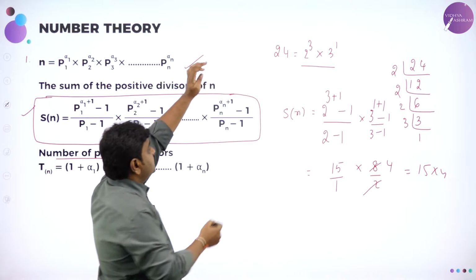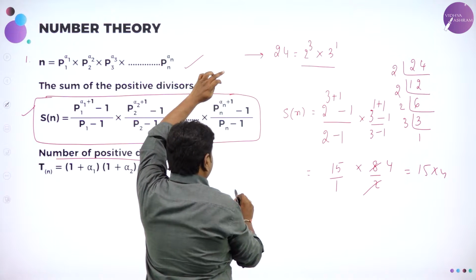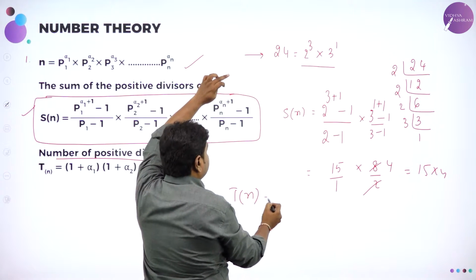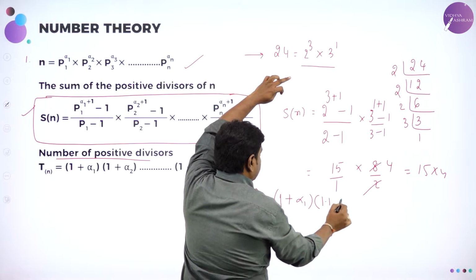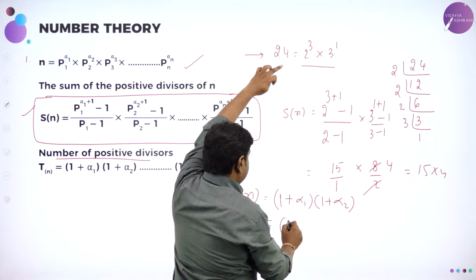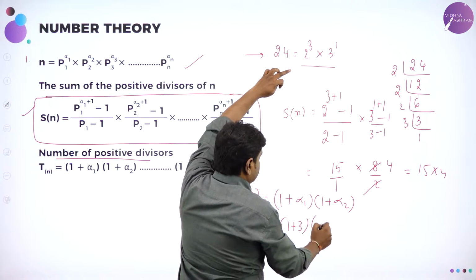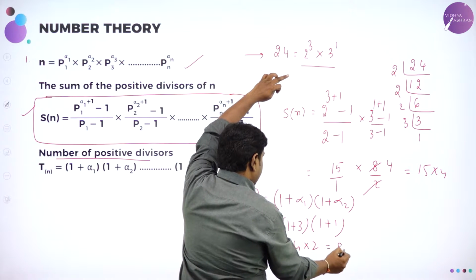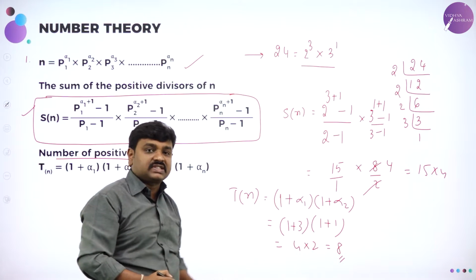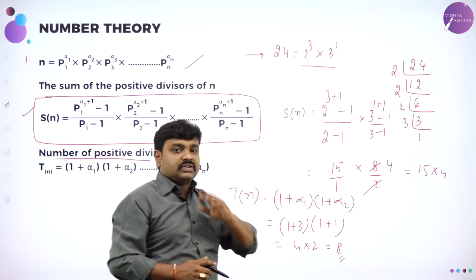For example, for this number 24, if you want the number of divisors, T of n means number of divisors, 1 plus alpha 1 into 1 plus alpha 2, that's it. That is 1 plus 3 into 1 plus 1. 1 plus 3 is 4 into 1 plus 1 is 2. So we'll have 8 total number of divisors. So this is the formation.